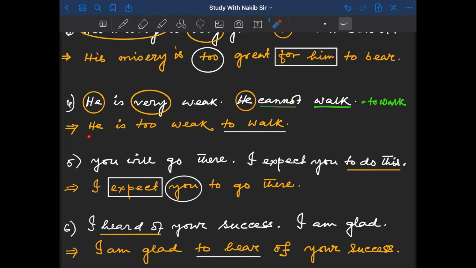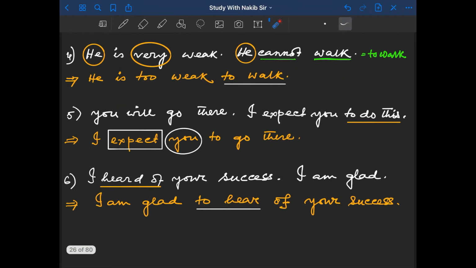So he is too weak. So this part is out now. Not is out, he is out. And this part, turn into an infinitive and add it to this part. So the combined sentence is he is too weak to walk. This is an infinitive.